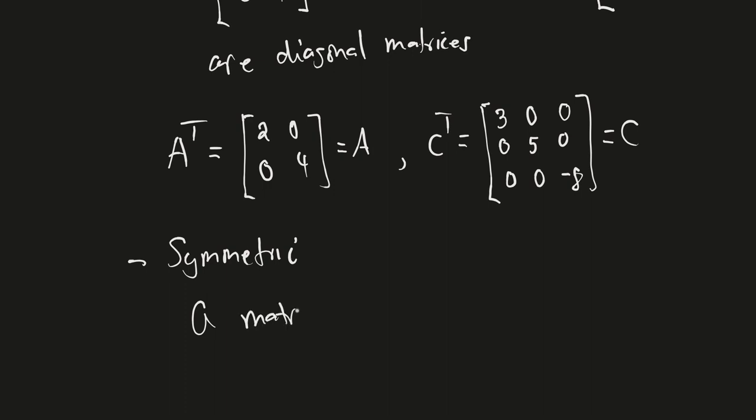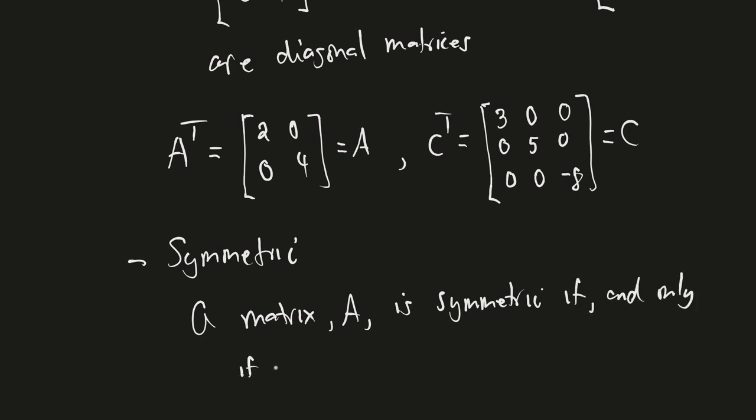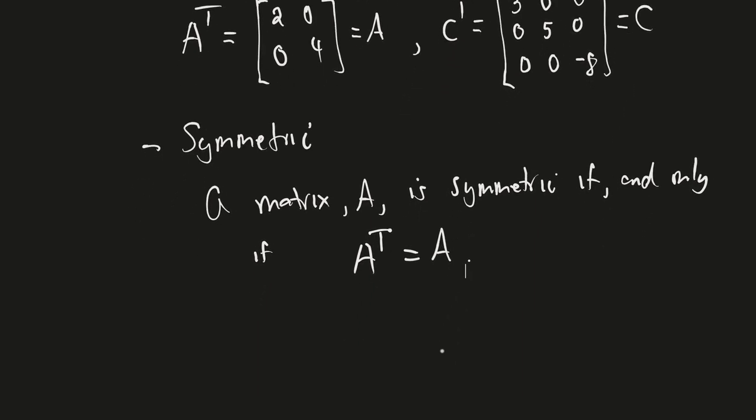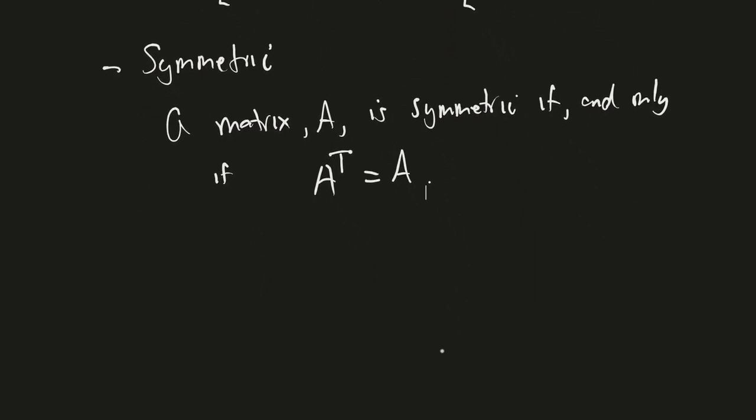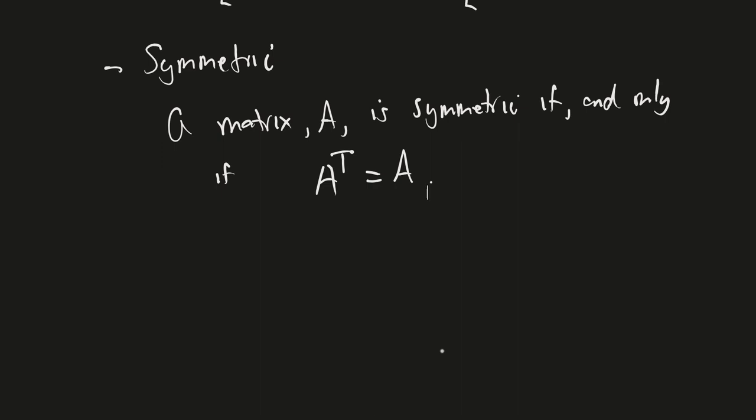A matrix A is symmetric if and only if its transpose is equal to itself, right? So let's think about this.